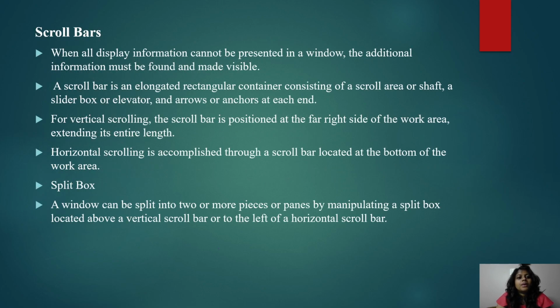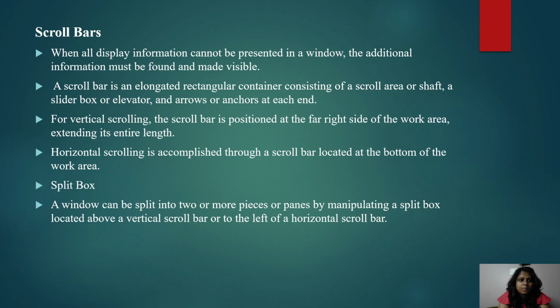Scroll bar. When all display information cannot be presented in a window, the additional information must be found and made visible. A scroll bar is an elongated rectangular container consisting of a scroll area or shaft, a slider box or elevator, and arrows or anchors at each end. For vertical scrolling, the scroll bar is positioned at the far right side of the work area, extending its entire length. Horizontal scrolling is accomplished through a scroll bar located at the bottom of the work area.